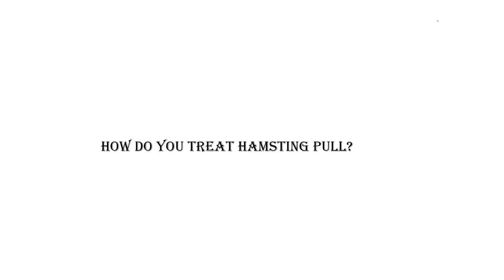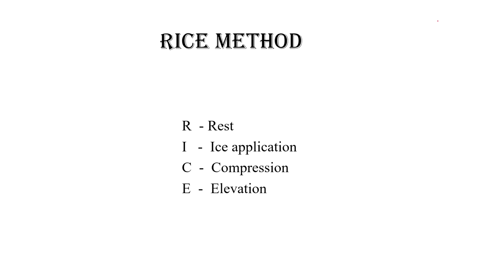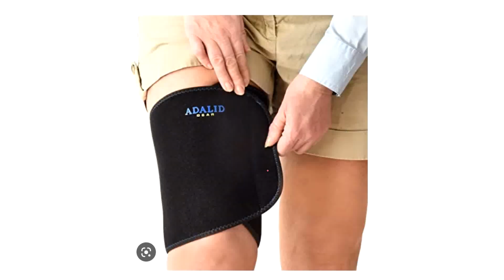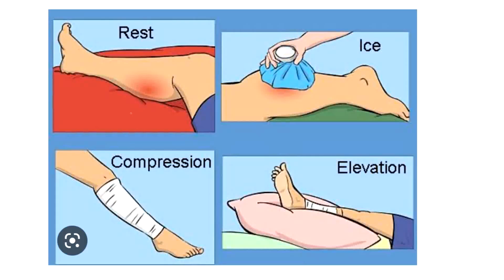How do we treat hamstring pull? So the method is called RICE method. Rest, ice application, compression with bandage, elevation of the limb. Here we can see ice application. This is compression. So rest, application of cold pack, compression and elevation. These are the methods to treat the hamstring spasm.